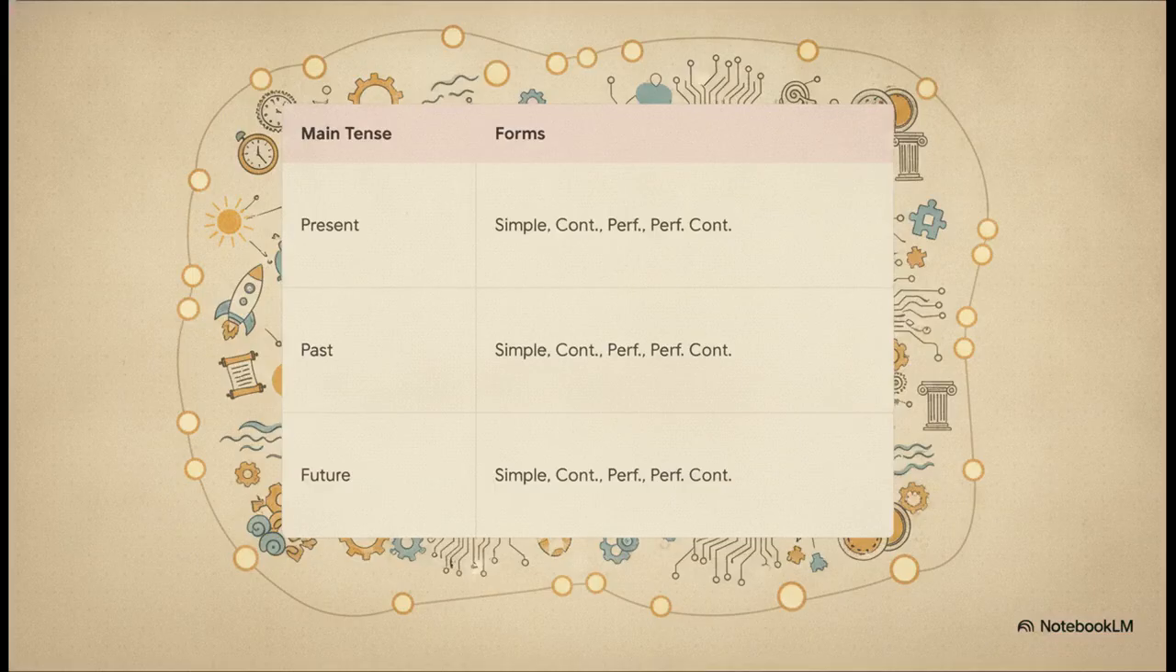Now, think of all this as a brilliant 3x4 grid. We have our three main times, present, past, and future, and they intersect with four specific forms: simple, continuous, perfect, and perfect continuous. 3 times 4 gives us our 12 total tenses. See, it's absolutely not a random list of 12 disconnected rules. It's a perfectly structured, totally predictable grid.